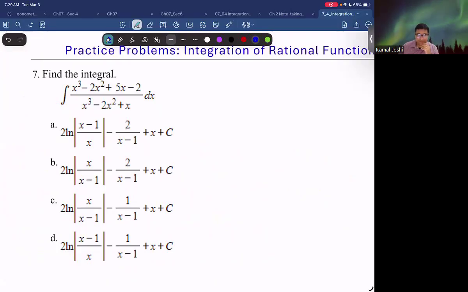One more. And now you can see that it is improper. Whenever you check the degree of the numerator and denominator, right? That's improper. Okay.